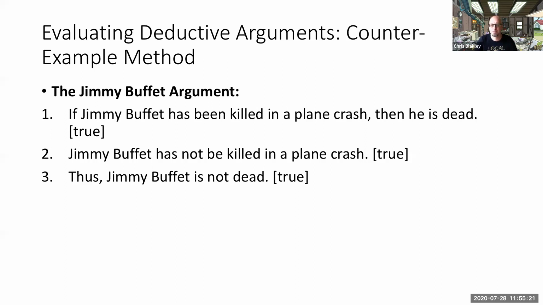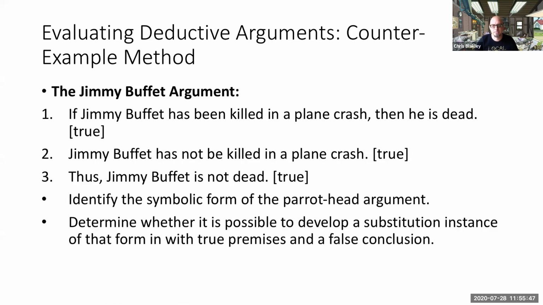So the counterexample method involves identifying the underlying structure of the argument, coming up with a substitution example or instance in which it is possible to have true premises and a false conclusion. And if you can do that, then you show the original argument is invalid and you can reject the argument. Again, what we're looking for are arguments that are both valid and sound, not just valid.